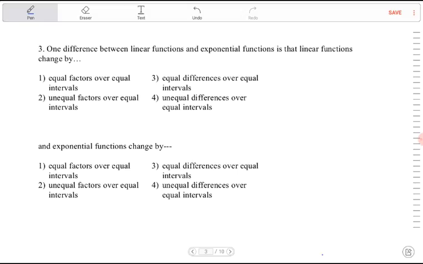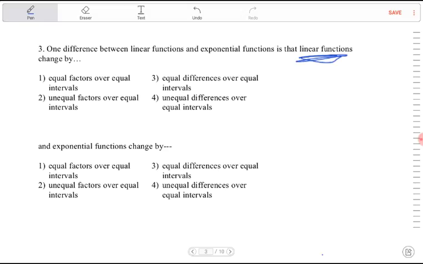The question says, one difference between linear functions and exponential functions is that linear functions change by, we're talking about linear functions: 1, equal factors over equal intervals. 2, unequal factors over equal intervals. 3, equal differences over equal intervals. Or 4, unequal differences over equal intervals.